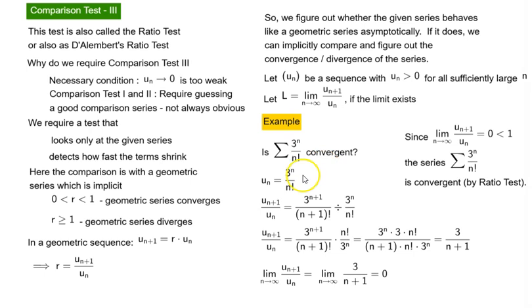So that was comparison test 3, or the ratio test, or the D'Alembert ratio test.